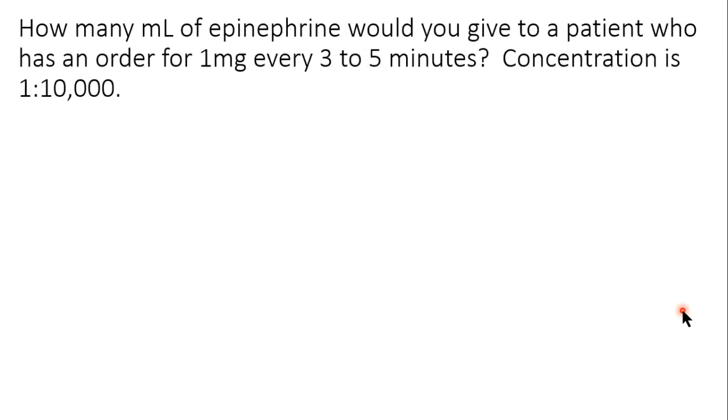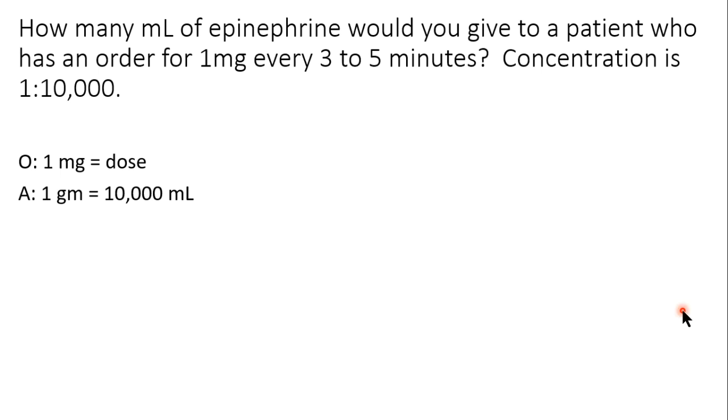How many milliliters of epinephrine would you give a patient who has an order for 1 milligram every 3 to 5 minutes? The concentration is 1 to 10,000. Our order is 1 milligram per dose, and available concentration is 1 gram equals 10,000 milliliters. Remember, when you have that X to Y ratio, it means the first number is the grams and the second number is the milliliters.